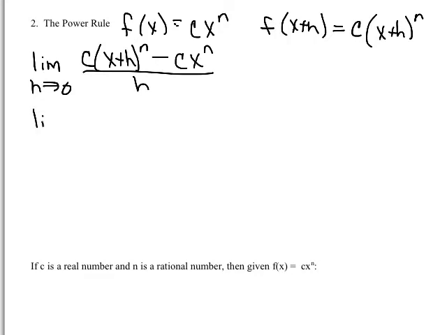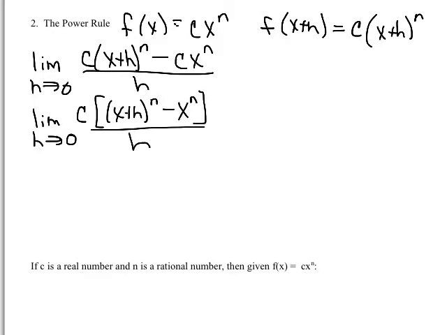I'm going to factor out that coefficient of c. So it's just going to hang out in front, and then I have x plus h to the nth power minus x to the nth power all over h. Well, what has to happen is I have to figure out how to expand this thing. And to expand the binomial, you would actually use the binomial theorem that you learned last year. I don't expect you to remember that right now, but that's where that expansion is going to come from.